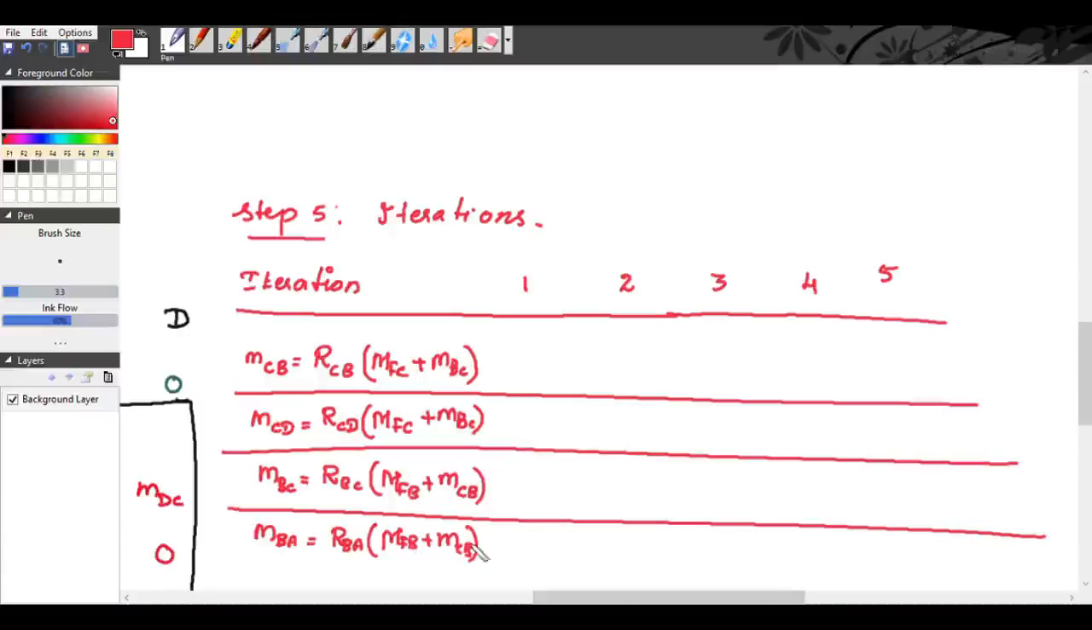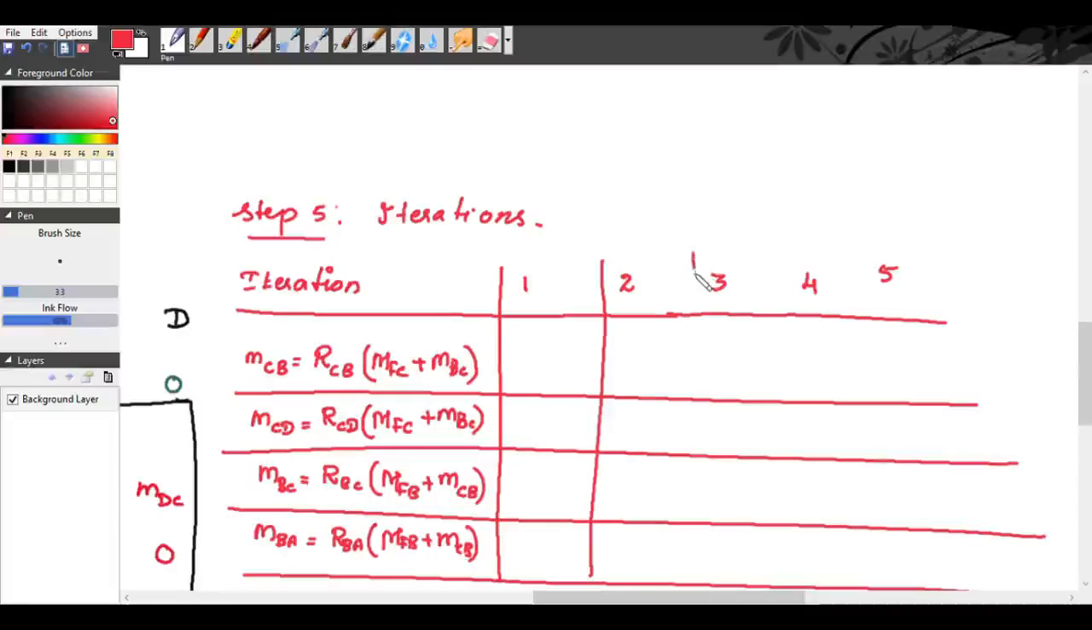So, see, initially we will assume this. For the first iteration, we will assume MBC is equal to 0. Okay.